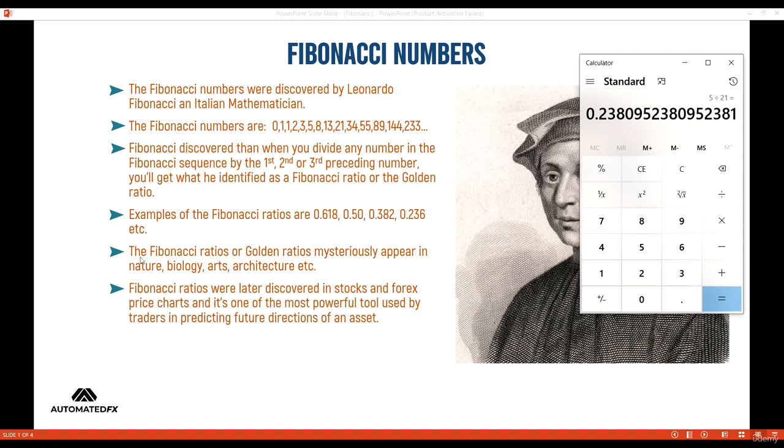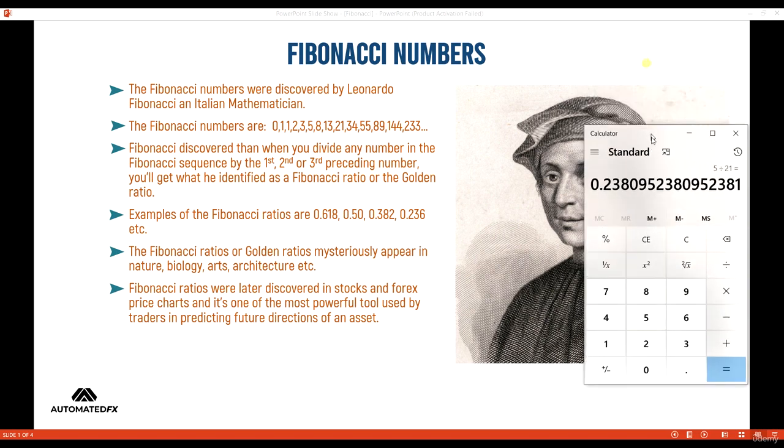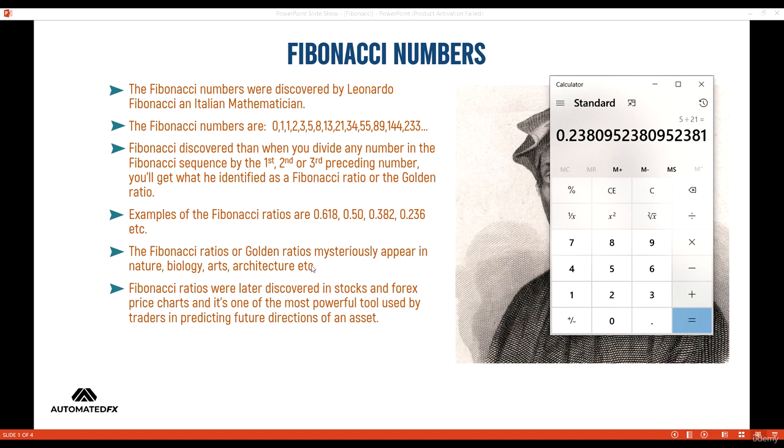The thing is, the Fibonacci ratios or golden ratios mysteriously appear in nature, in biology, in arts, in architecture, etc. That's one mysterious thing that he found out. These ratios appear everywhere. And in the next slides, I'm going to show you how they appear in nature, in architecture, and in all other phenomena.